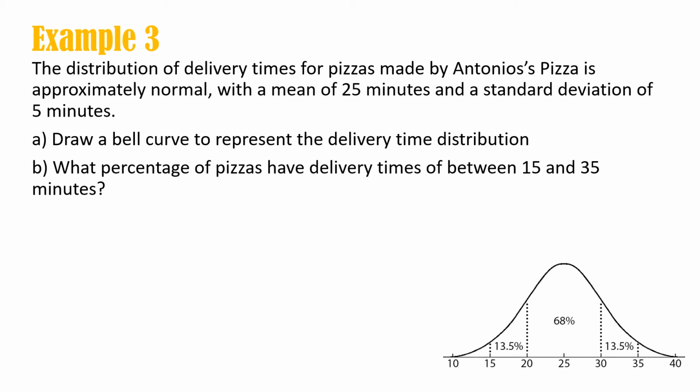So then what percentage of pizzas have delivery times between 15 and 35 minutes? Now, because we've nicely written all of our times onto our bell curve, we can just read it straight off the diagram. So between 15 and 35, well, that's 2 standard deviations. So we just want to know what's between those 2 standard deviations. So you can add 13.5, 68, and 13.5, or you can remember that it's 95%, doesn't matter which. But that's our answer. 95% of all pizzas have delivery times between 15 and 35 minutes.